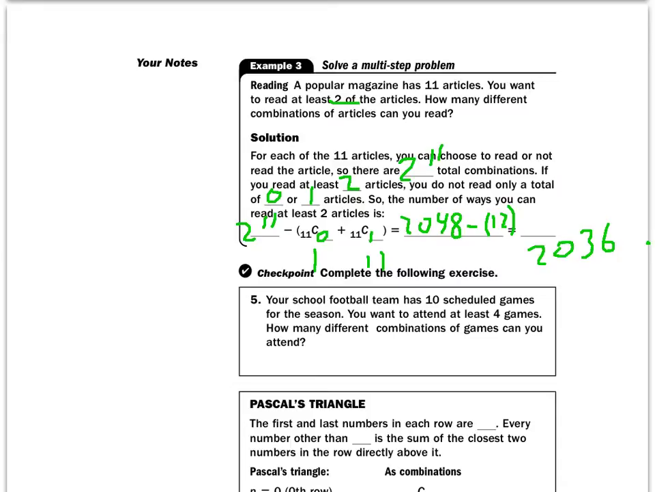You go ahead and read this one here, your high school football team. And let's kind of walk through this together.